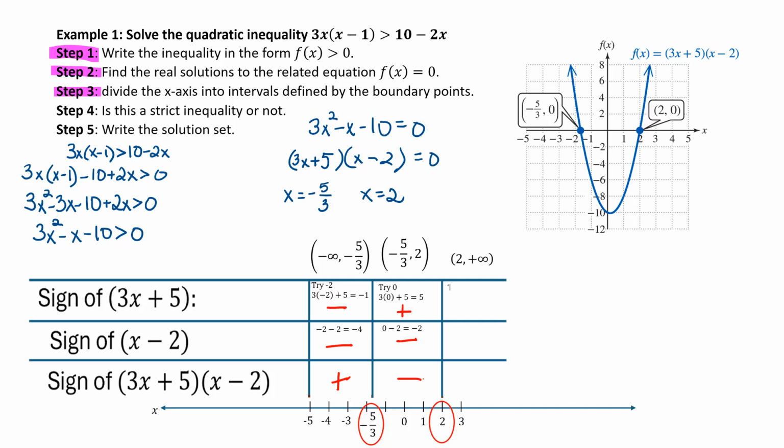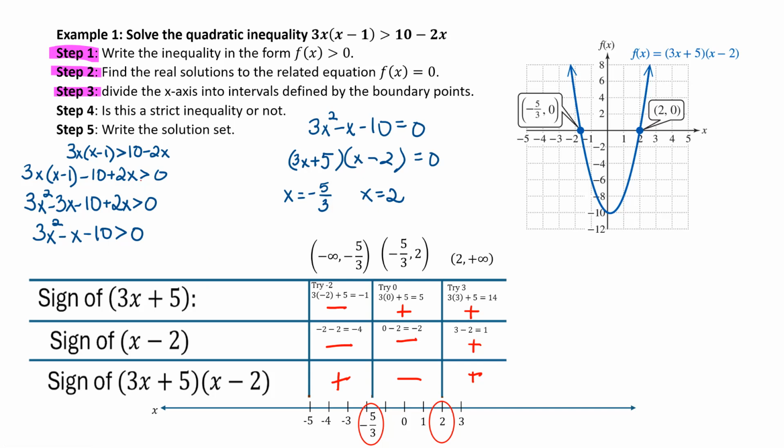From 2 to infinity, we could try 3. Plug that into 3x plus 5 and you get 14. That's positive. For the x minus 2, 3 minus 2 is 1. That's also positive. And so the function is positive on that interval. And so you can see where the function is greater than 0, which is what we're looking for.